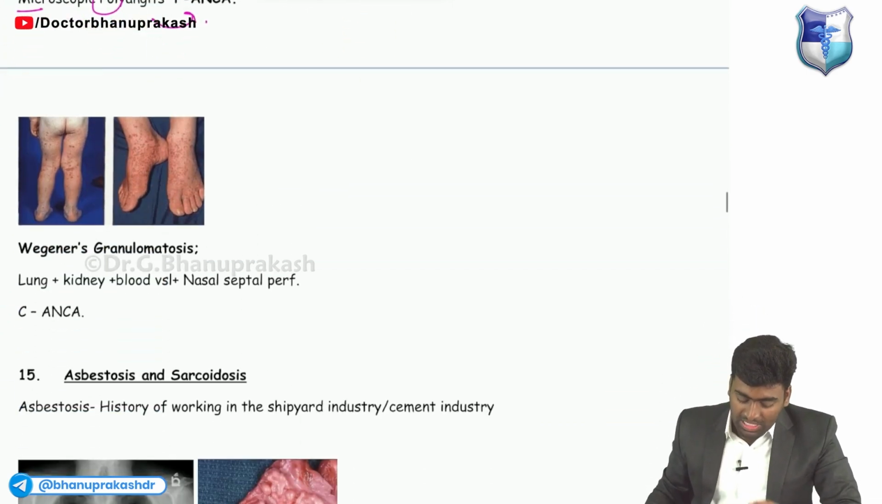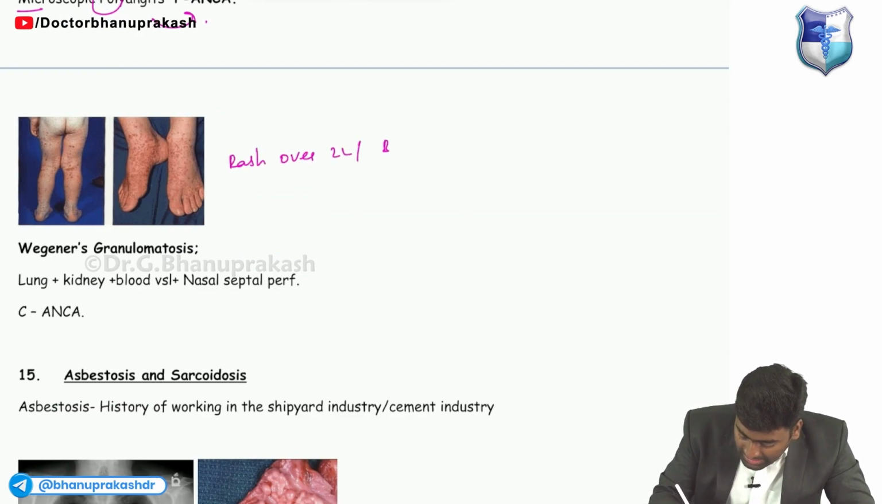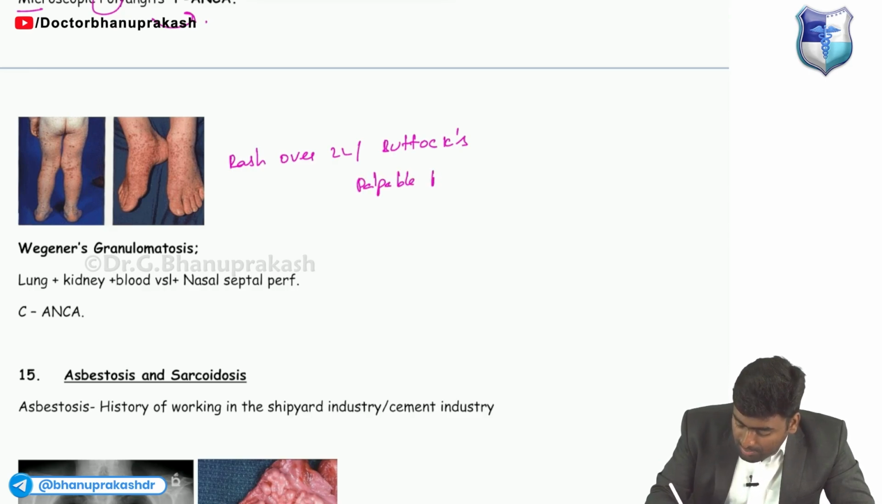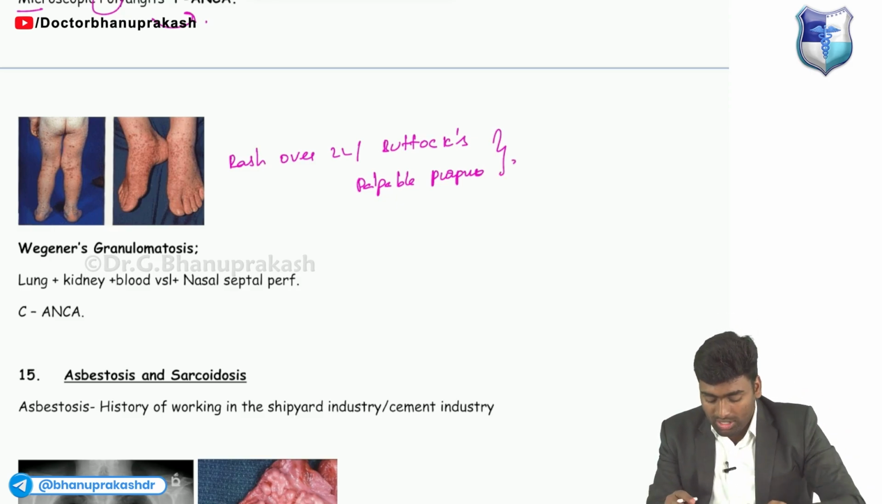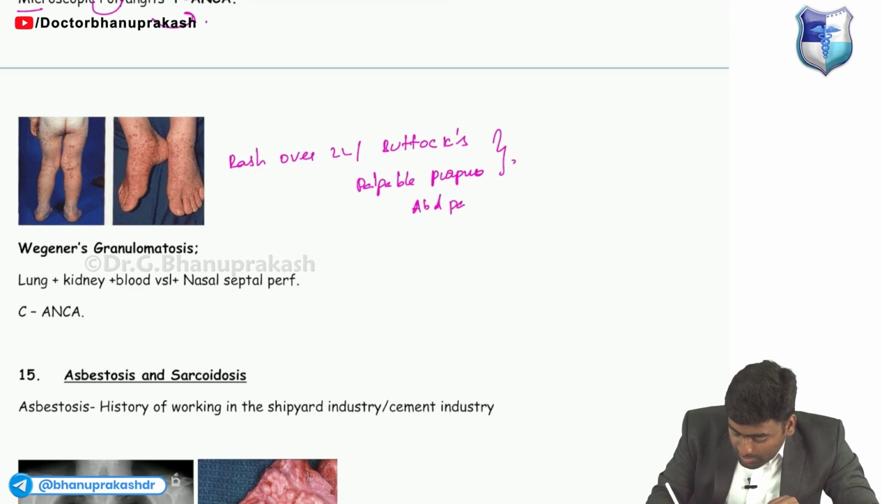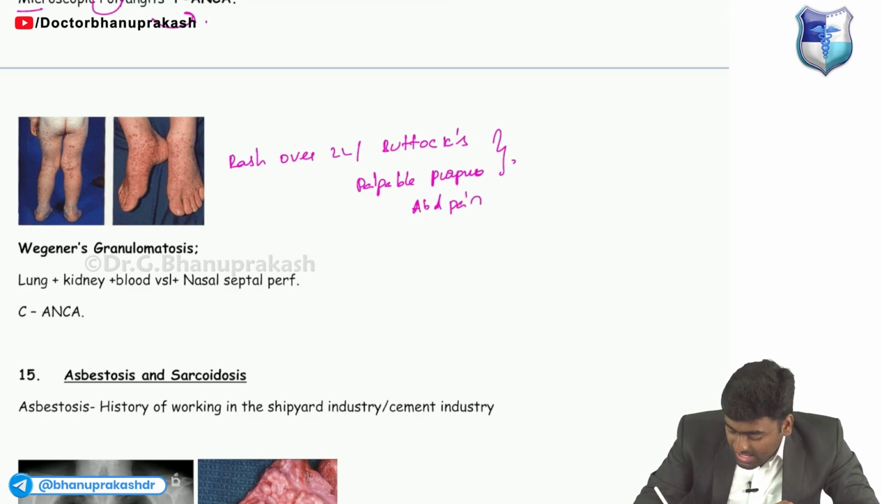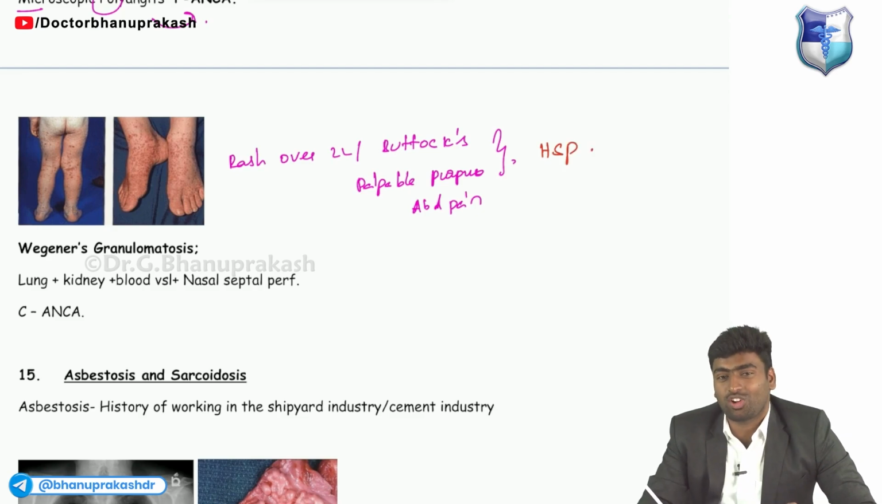Okay. Then after that, you see a child presenting with features of rash over the lower limb and buttocks with palpable purpura, and there is abdominal pain sometimes. Abdominal pain, all of them will be suggestive of which disease? Yeah guys, good. It is HSP, which is Henoch-Schonlein purpura.